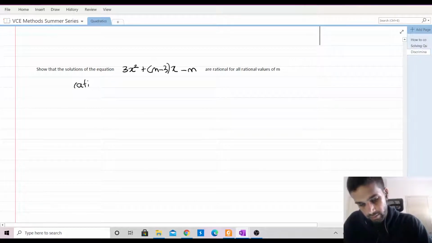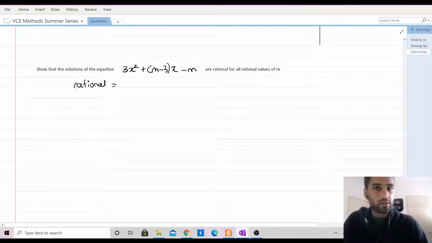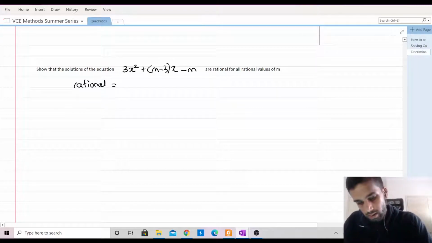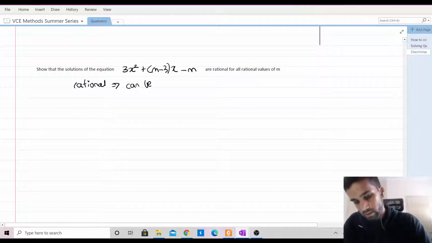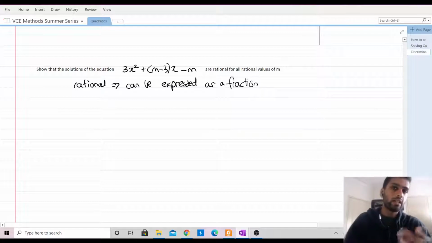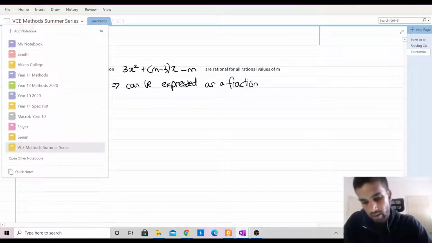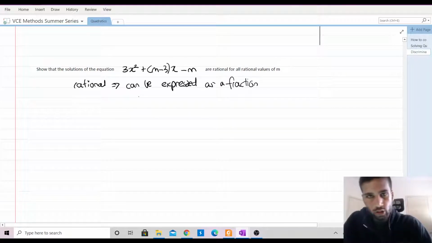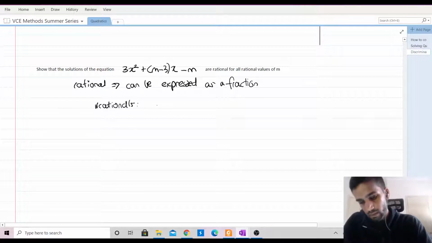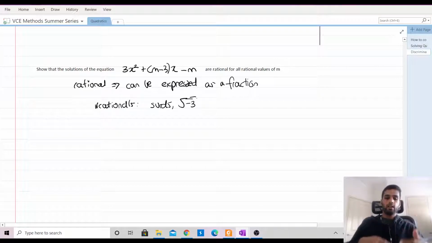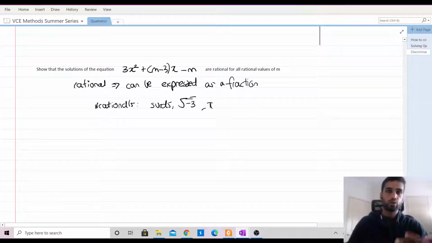Rational means it can be expressed as a fraction, but yeah, can be expressed as a fraction is one way we can write a rational number as a fraction. But for the context of this question, it just needs to exist. It just needs to be real. It can't be irrational. And what are irrational numbers? Irrational numbers are surds, square roots of negative numbers, for example. Right? These are irrational numbers. Also pi. Pi is also an irrational number.